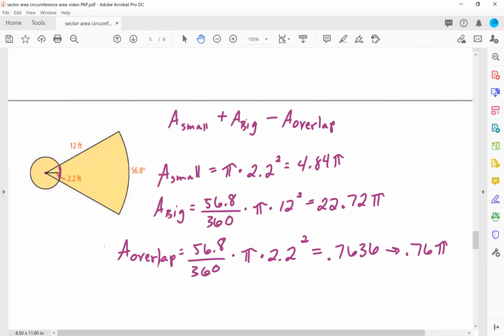We have the area of the small circle, so it's 4.84 pi, plus the area of this big sector, and that was 22.72 pi. And then now we have to subtract out the overlap, so minus 0.76 pi. And what I'm going to do is go through and take care of all the decimals, and I'm going to get it in terms of pi first. So 4.84 plus 22.72 minus 0.76.